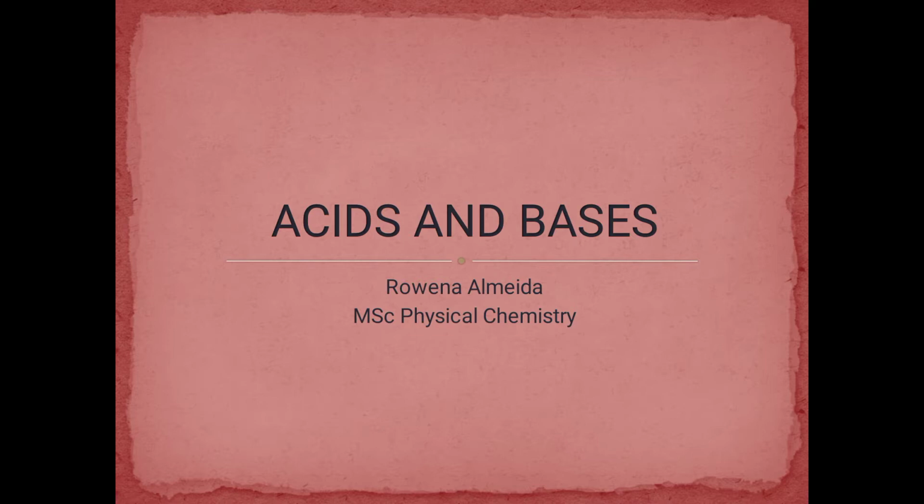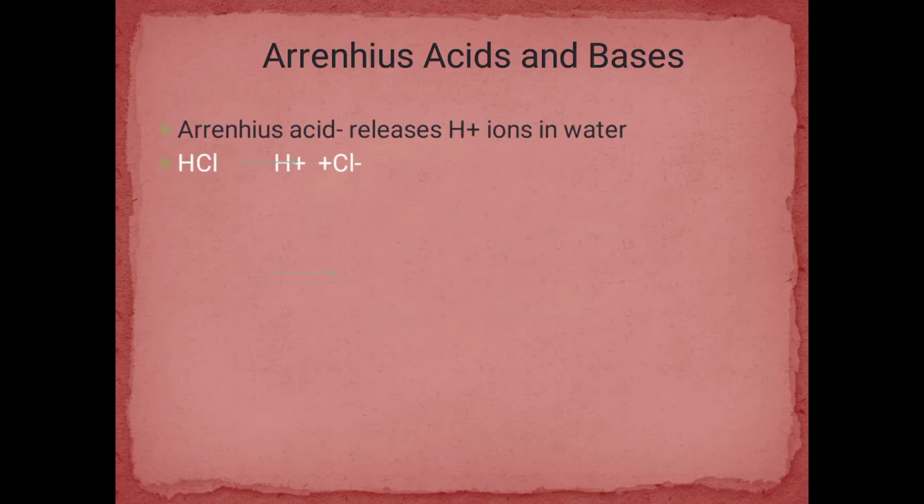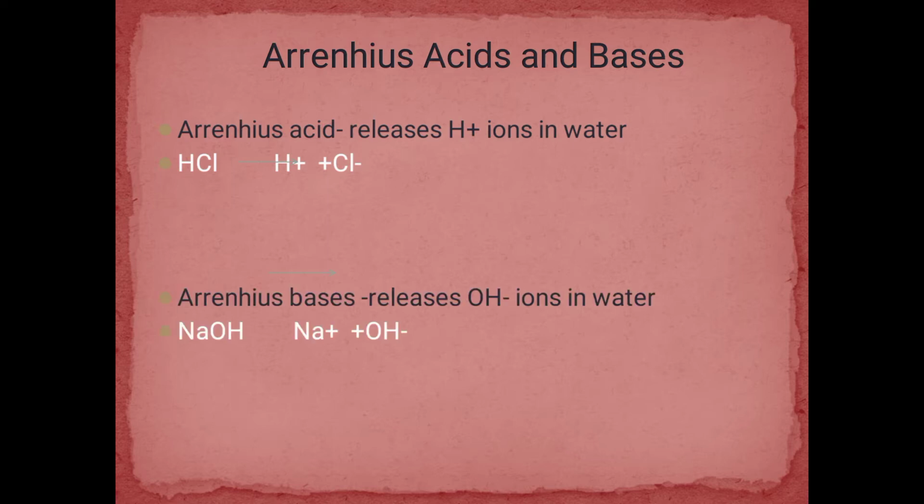Today we will be studying acids and bases. Let us move ahead. First, we study the Arrhenius concept of acids and bases. The Arrhenius acids are the ones that release H+ ions in water. Like if you have HCl, it breaks up to give you H+ and Cl-. Coming to Arrhenius bases, they release OH- ions in water. Like NaOH will become Na+ plus OH-.